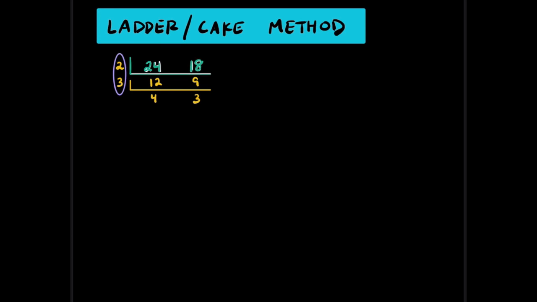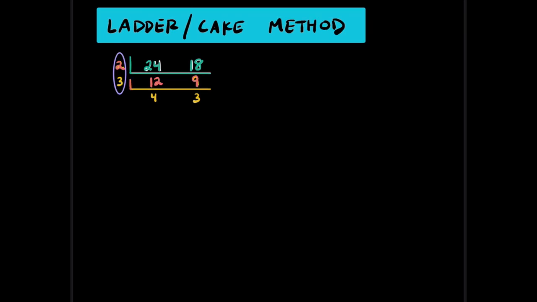After that, you just draw an L to represent a step on a ladder or a layer in a cake. At this point, you just have to find one common factor that 18 and 24 have in common. In this case, I chose 2. It's okay if you didn't choose the same number as me, I'll go over that in just a moment. Underneath the 24, you write how many times 2 goes into it. 2 goes into 24 12 times. Under the 18, you write how many times 2 fits into that, which is 9 times.